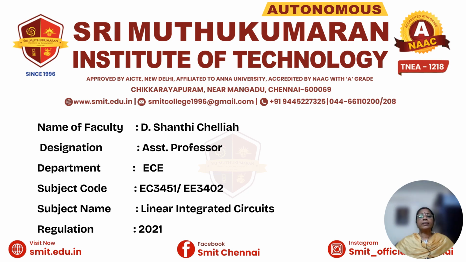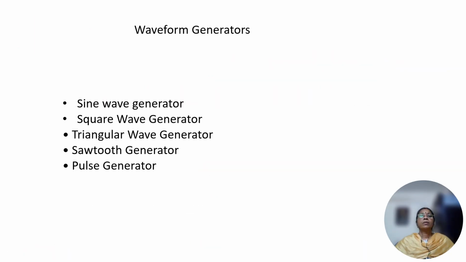I'm Mrs. D. Shanti Challaya, going to take Unit 5 in this subject, which covers voltage regulators, multivibrators, waveform generators. The types of waveform generators using op-amp are classified as sine wave generator, square wave generator, triangular wave generator, sawtooth generator, and pulse width generator, which find applications in many real-time systems, communications, and embedded systems.